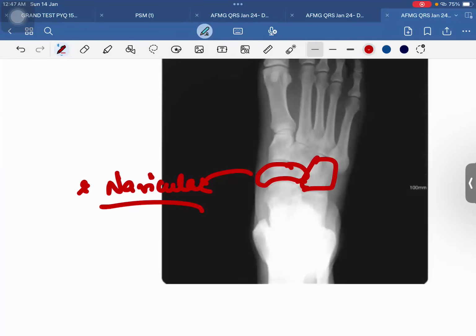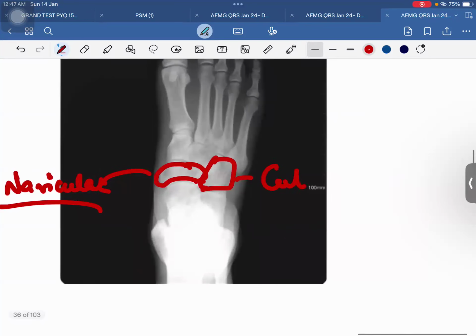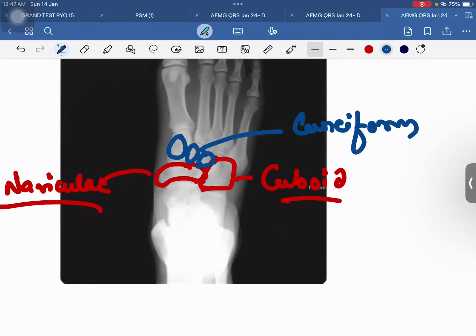Just beside the navicular bone, this cube-shaped bone, which is there, beta, is nothing else but your cuboid bone. In front of the navicular bone, you have three small bones, beta, and these three small bones are nothing else but the cuneiform bones. It is the lateral cuneiform, the intermediate cuneiform, and the medial cuneiform bone.